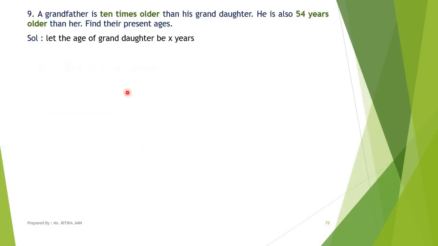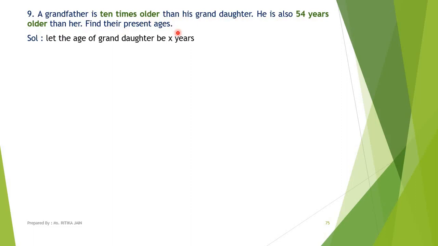Now move to question number 9. Again, this question is based on age. Okay. A grandfather is 10 times older than his granddaughter. He is also 54 years older than her. Find their present ages. Okay.